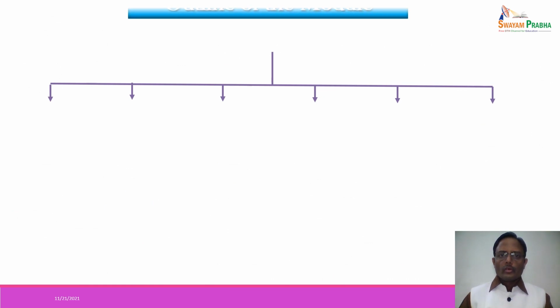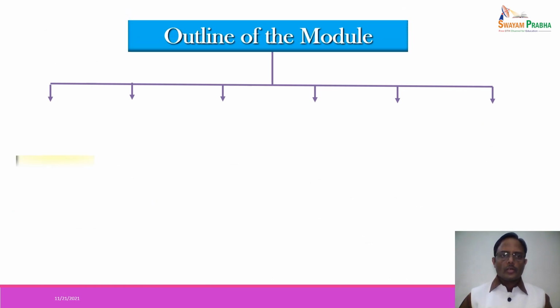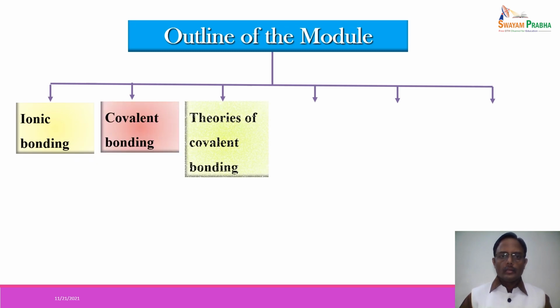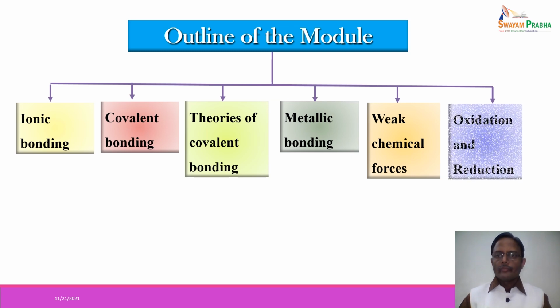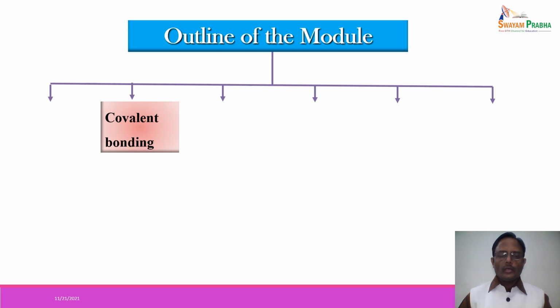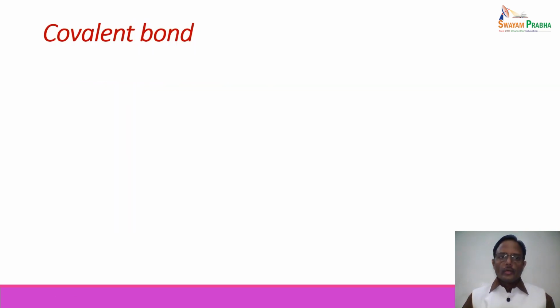In this module, we are discussing various types of bonding, including ionic bonding, covalent bonding, the theories of covalent bonding, metallic bonding, weak chemical forces other than the covalent, ionic and metallic bonds, and oxidation and reduction. In this particular lecture, we will be discussing the covalent type of bonding. In the previous two lectures, we discussed ionic bonding. Now let us see what is meant by a covalent bond.